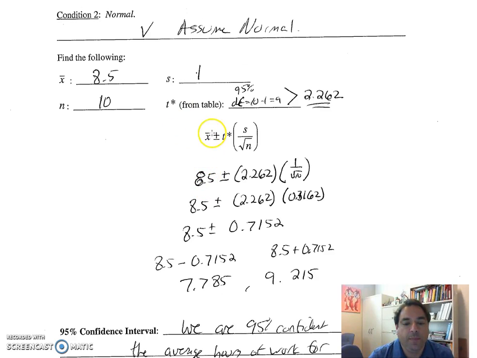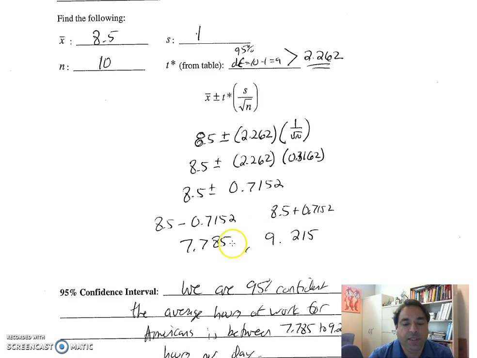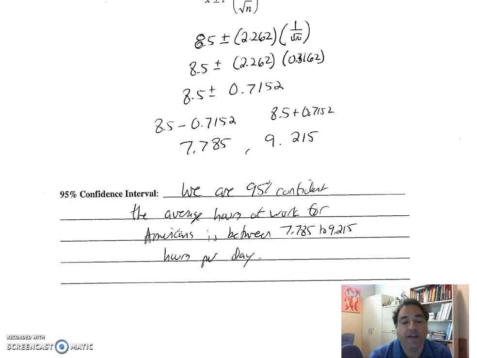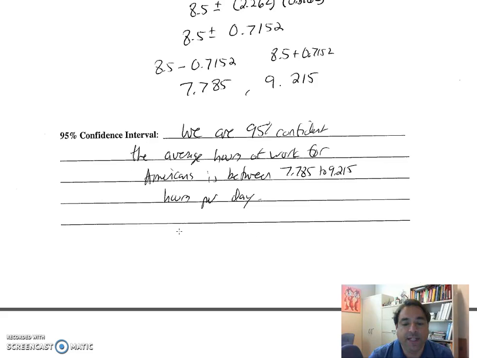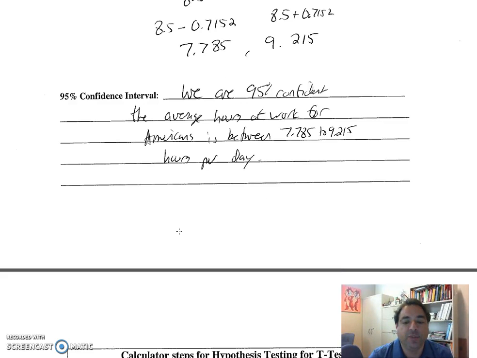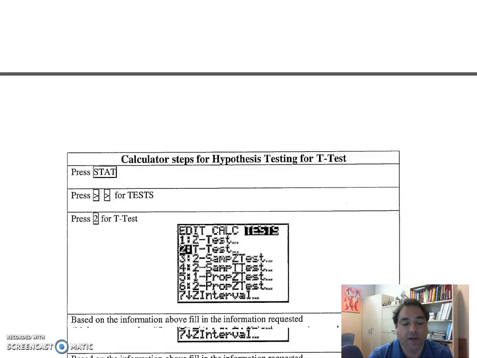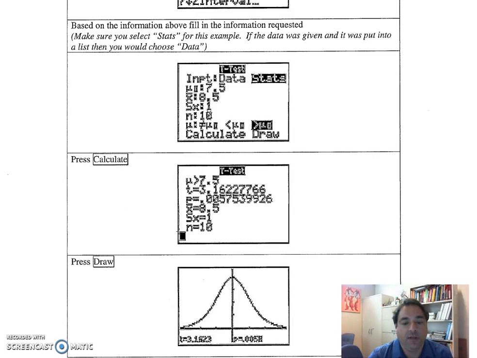X bar plus or minus t star, which we found earlier, times our SE, which we found earlier. 8.5 plus or minus 0.7152 gives us 7.785 to 9.215. Now remember we said it's greater than 7.5. The whole interval is greater than 7.5. We are 95% confident the average hours of work for Americans is between 7.785 and 9.215 hours per day. And again, all the calculator steps are here for you.